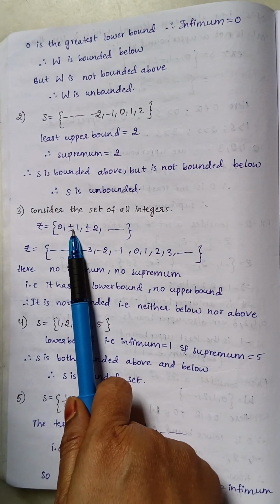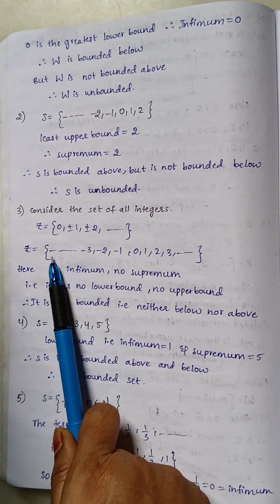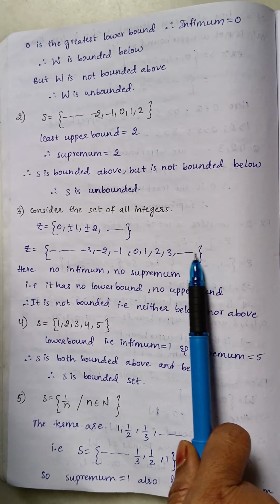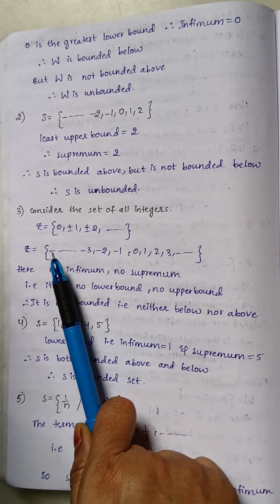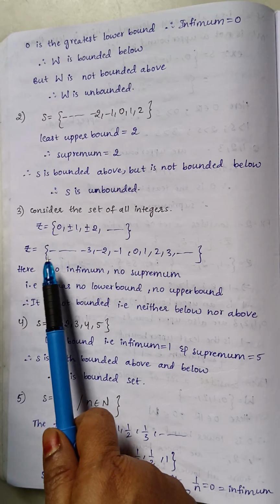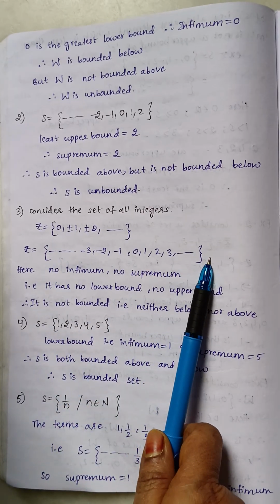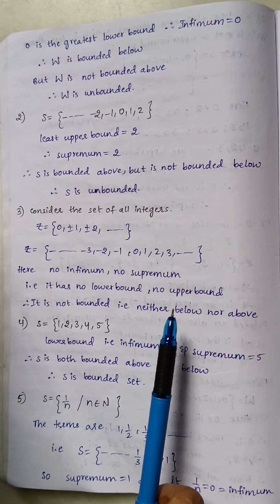See this example. 0, plus or minus 1, plus or minus 2. We are writing in a proper way. What will happen? There is no right end. There is no left end. That's why what can we say? We can't find a lower bound. We can't find an upper bound. That's why it has no supremum, no infimum.